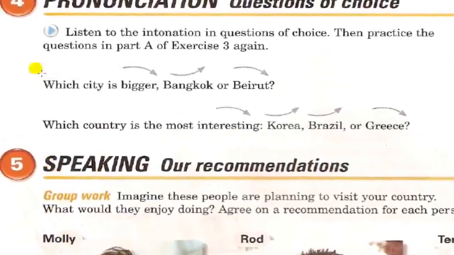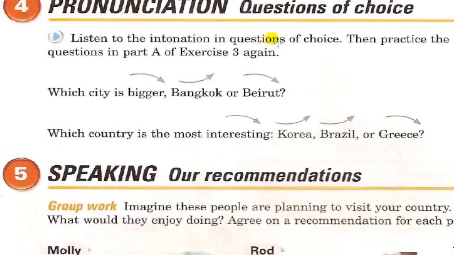Exercise number 4, pronunciation. Questions of choice. Listen to the intonation in questions of choice, then practice the questions in part A of exercise 3 again. So here in this question, we have questions of choice. You choose between 2 or 3 things. So we use or: A or B, A, B, or C. Listen.